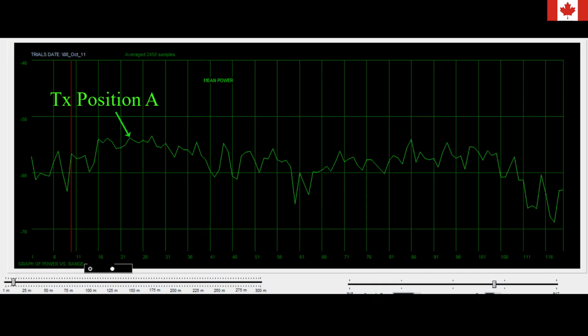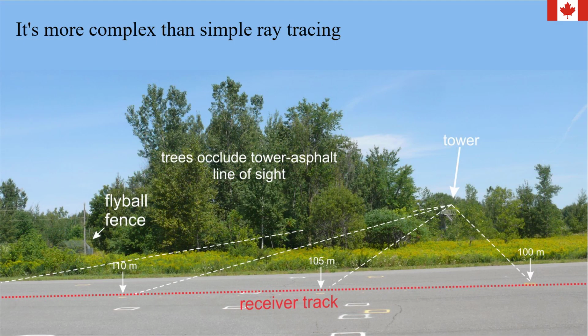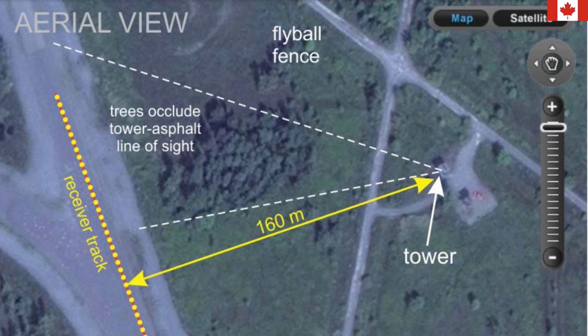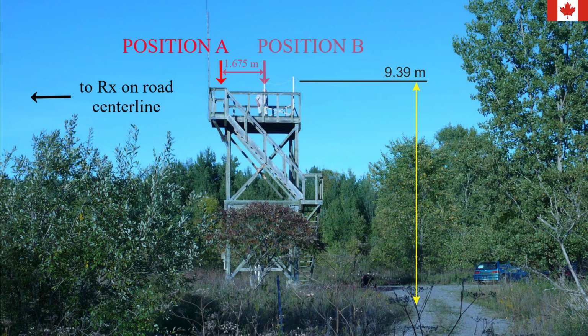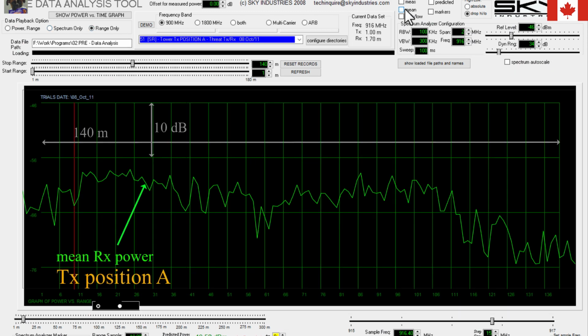Maybe it looks like this. It's a simulation where there is very little difference between the results for the two transmitter positions. Now, it's not quite as simple as I make it sound because there are ground reflections throughout, but that's the hypothesis that the experiment will test. And here's a graph of the first measurement set, power versus range in a straight line along the asphalt road, along the center of the road.